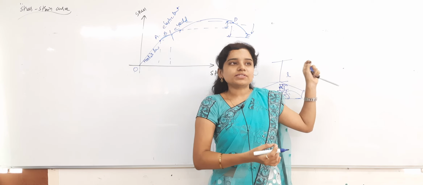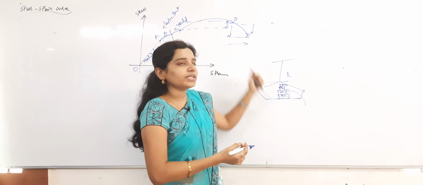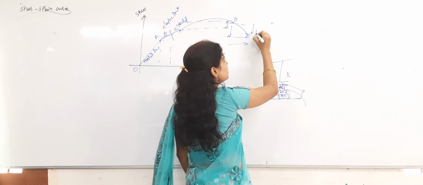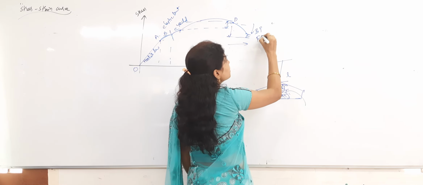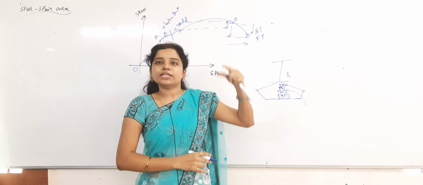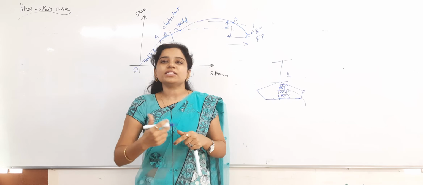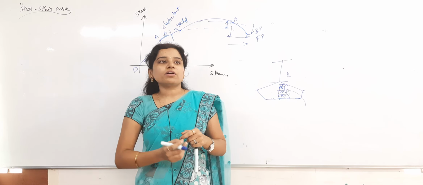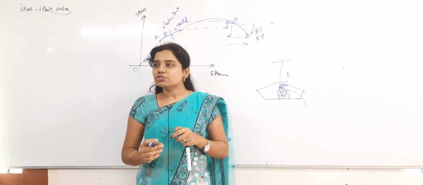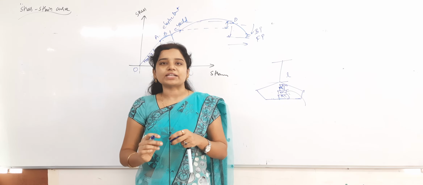Then when it reaches the point E, what happens? The wire will break. So we call it the breaking point or fracture point. After D, even when you are decreasing the load, strain is increasing, and after that point the wire will break. So we call it the breaking point or fracture point.